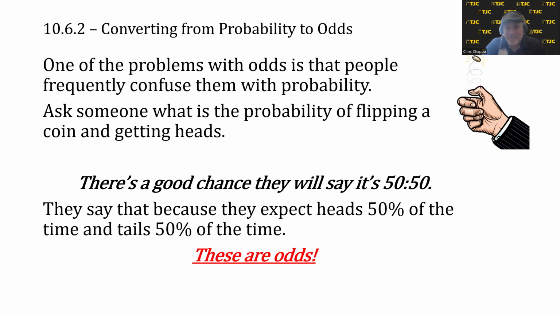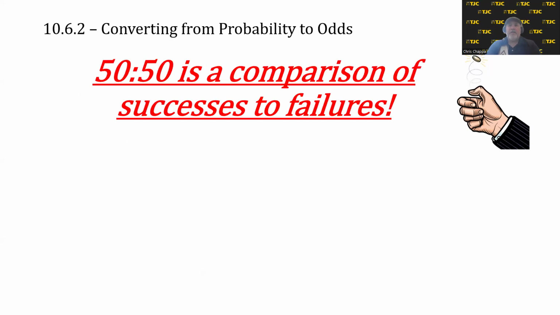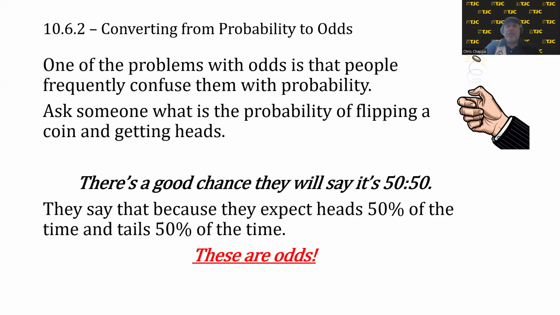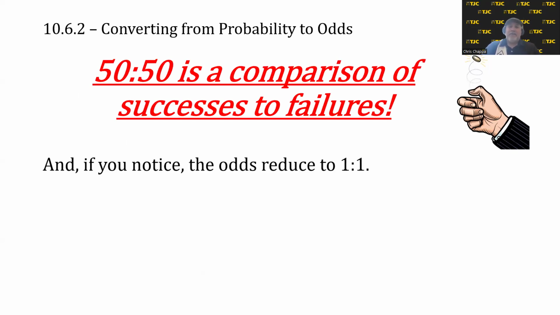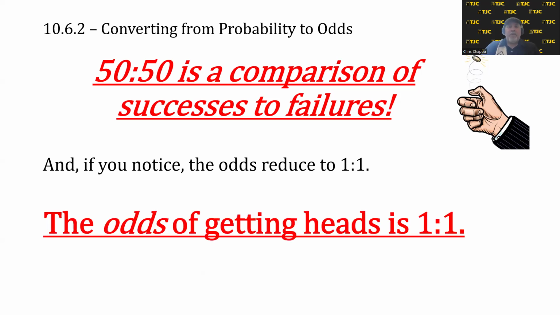These are odds. Why is 50-50 odds? Well, think about what the 50s represent. 50-50 is a comparison of successes to failures. When you say 50-50, you're saying 50% of the time it succeeds and 50% of the time it fails. So you're literally comparing successes to failures, which is the definition of odds in favor of an event. And if you notice, the odds reduced to 1 to 1 because I can divide both numbers by 50. So the odds of getting heads is 1 to 1. And more specifically, the odds in favor of getting heads is 1 to 1.